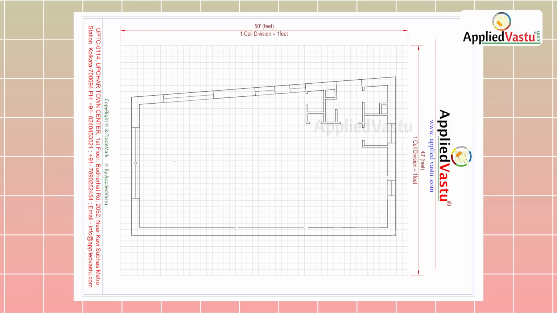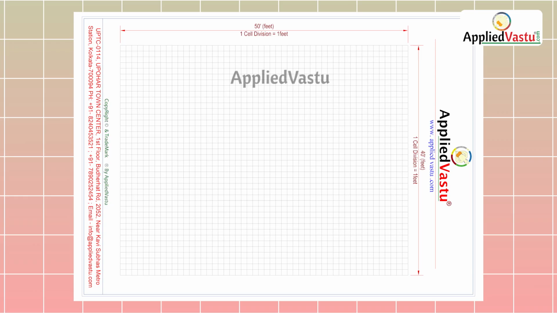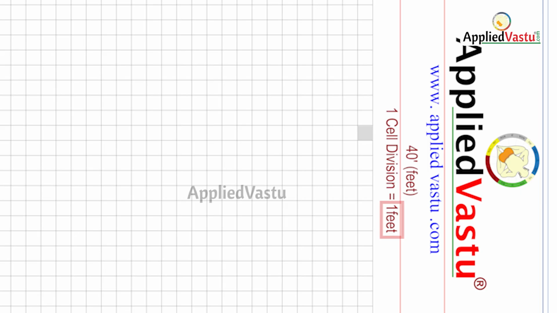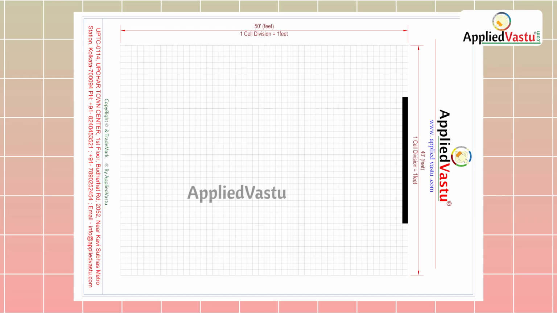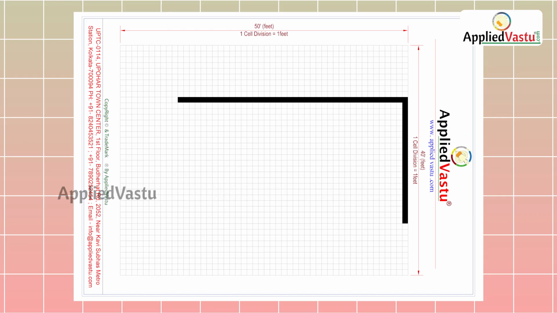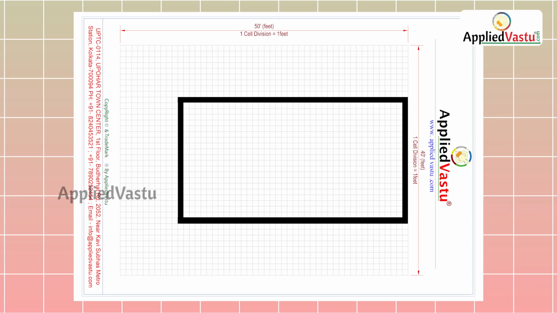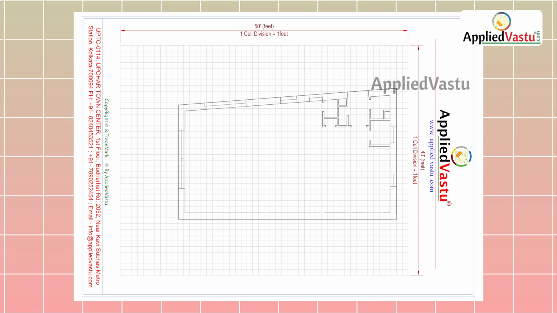A scale drawing simply means reducing the actual dimensions proportionally while maintaining the same ratio. For example, if one cell represents 1 foot, then a 20 feet wall will occupy 20 cells and a 40 feet wall will occupy 40 cells. In this way, using simple pencil markings, you can create an accurate layout very easily.